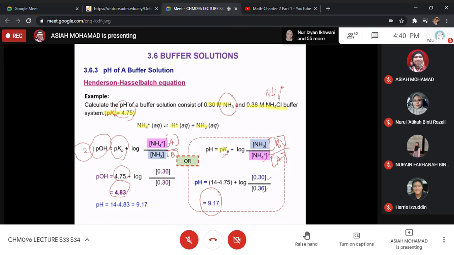And finally, calculate the pH. You know that pH is 14 minus pOH. Since you have 4.83 for the pOH, 14 minus 4.83, we also get 9.17. So now let us compare the values.